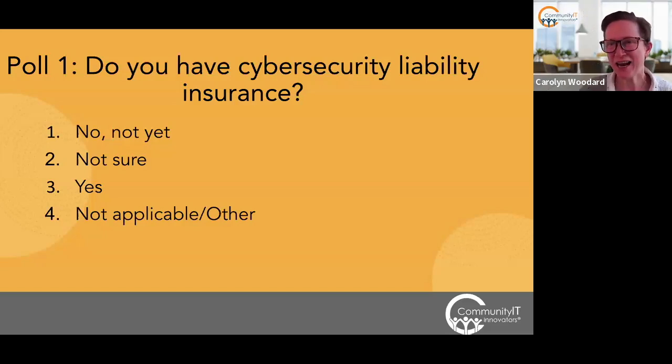And I just want to mention, we did ask at registration how many people had had an incident in the last year, and it was a pretty sizable chunk of people registering. So if you don't have that cybersecurity liability insurance yet, you might want to think about it. And some funders, I think, also require it. We have a lot of resources on our website about that insurance, so that's something to look into.